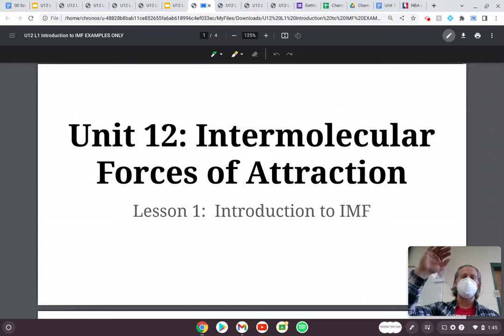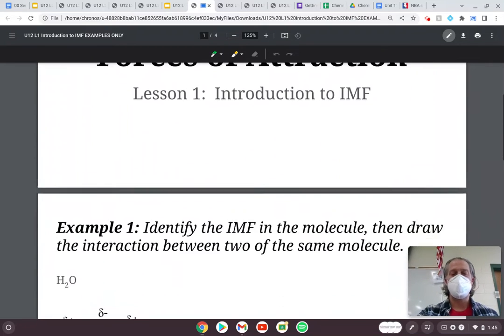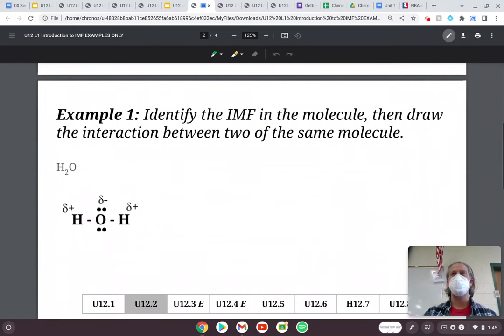We said the strongest force of attraction would be like an ion-ion attraction. The second strongest would be hydrogen bonding attraction. The next strongest would be dipole-dipole. And the last one, or the weakest, would be the London dispersion forces. So we're going to use that information to go through these three examples here real quick.